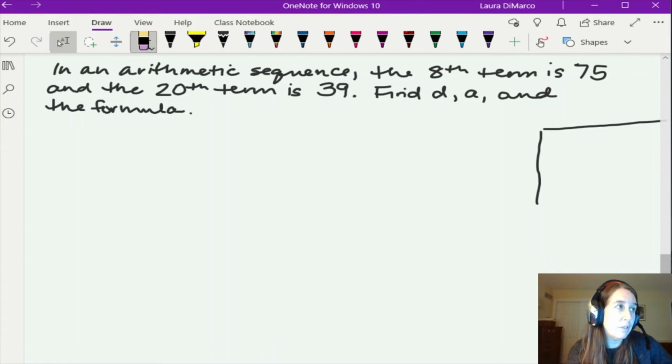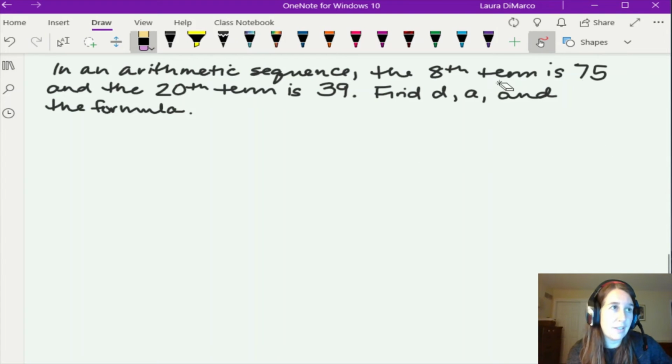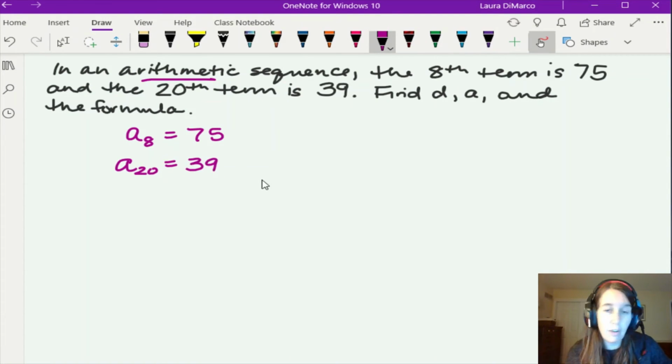So let's look at one more of those because I want you to be more comfortable with the process. So I picked terms that were a little higher so that we wouldn't want to write them all out, okay? But it's the same idea in this process. So in this arithmetic sequence, we have the 8th term being 75. That looks like this. A sub 8 equals 75. And we know that the 20th term, so a sub 20, is equal to 39.